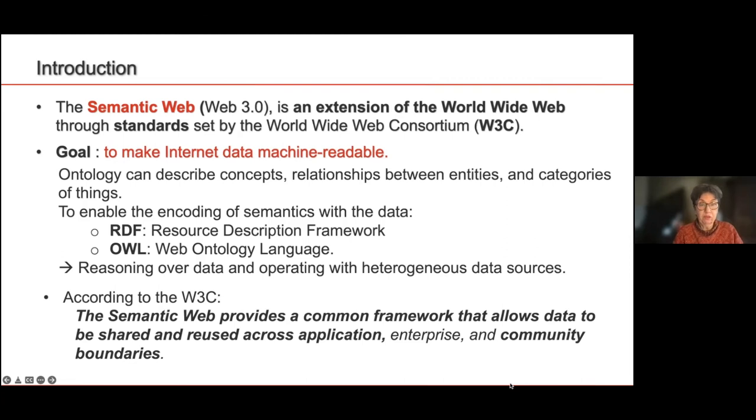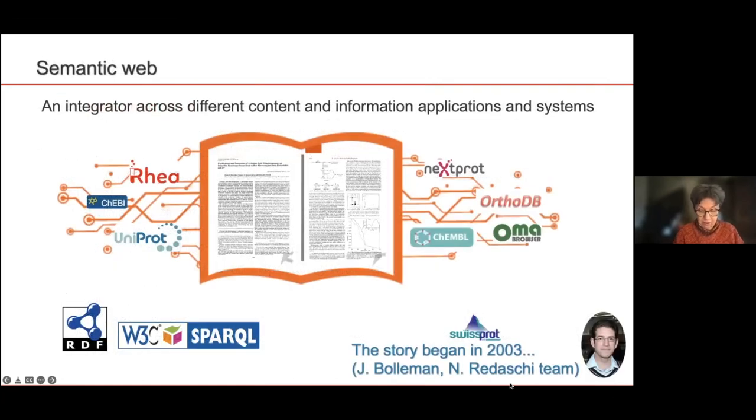Now the Semantic Web enables the encoding of semantics with the data, with technologies such as RDF, for Resource Description Framework, and OWL, for Web Ontology Language, which are similar technologies, OWL allowing reasoning over data, and both technologies allow operating with heterogeneous data sources. According to the W3C, the Semantic Web provides a common framework that allows data to be shared and reused across applications, enterprise, and community boundaries.